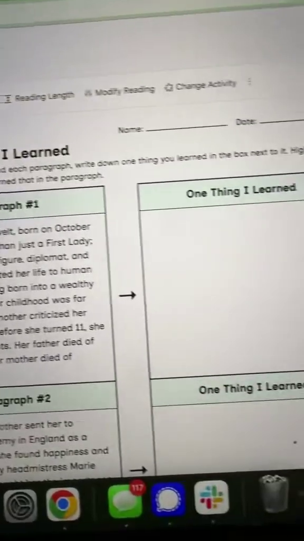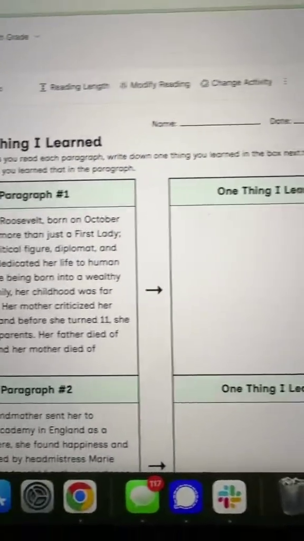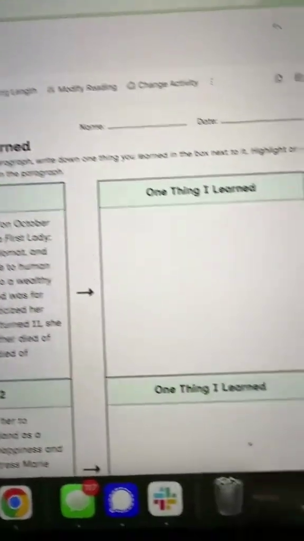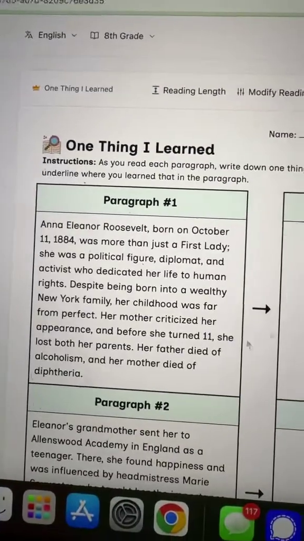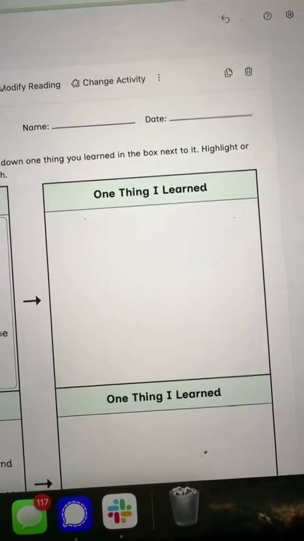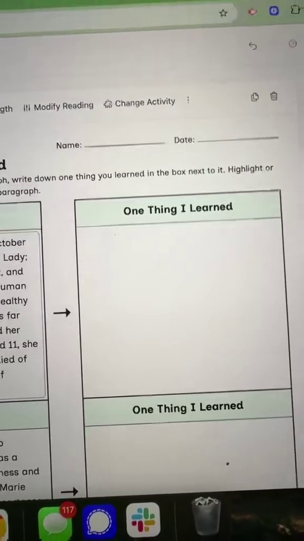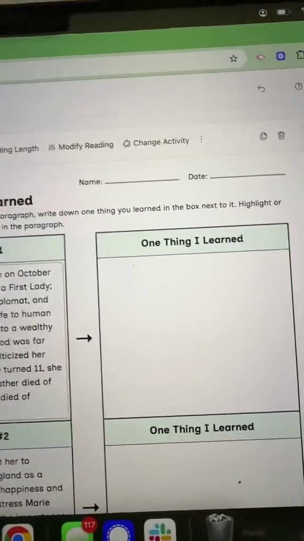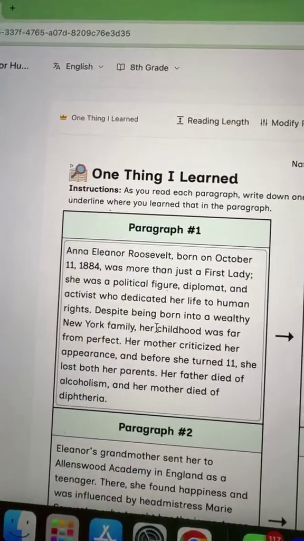There were 3 different activities I used to use in my classroom that supported English language learners and emergent bilingual students. And the first one is this one thing I learned. So I would take a reading that we were already using in class and I would adapt it so that each paragraph was in its own box and there was a place for students to write down one thing they learned. I also did this with main idea or with key questions, and this was a great way to help students focus and do one task at a time and really break down the reading one paragraph at a time.